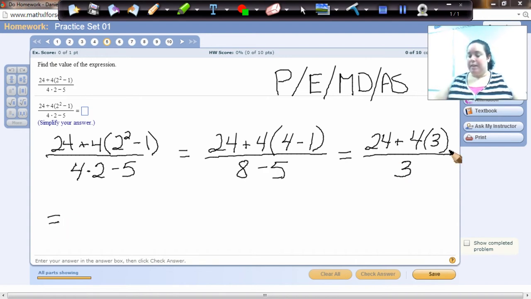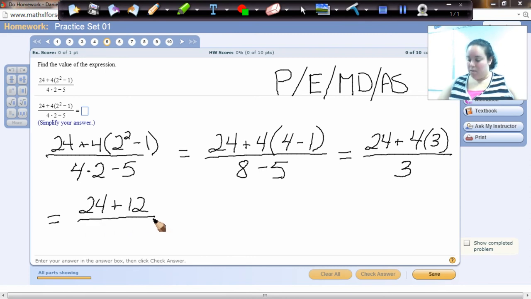Work on the top. Now that we've done everything in the parentheses, there's just a 3 there, so there's nothing else to do in the parentheses. We'll move on to exponents. There aren't any. And we'll do multiplication and division. So we have this 4 times 3. So that'll be the next thing. So I'll copy down the 24. And then 4 times 3 is 12. Okay. And then the denominator, we're already finished, so we'll leave it alone.